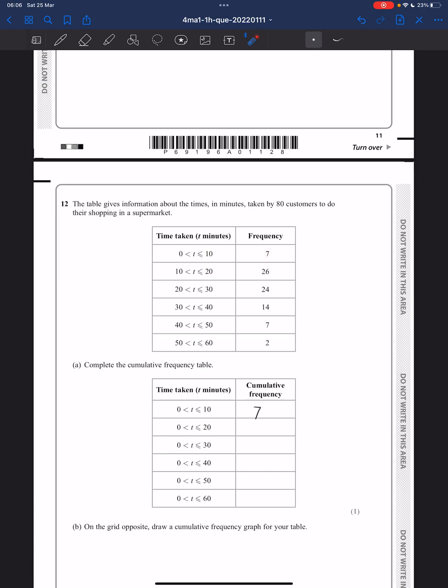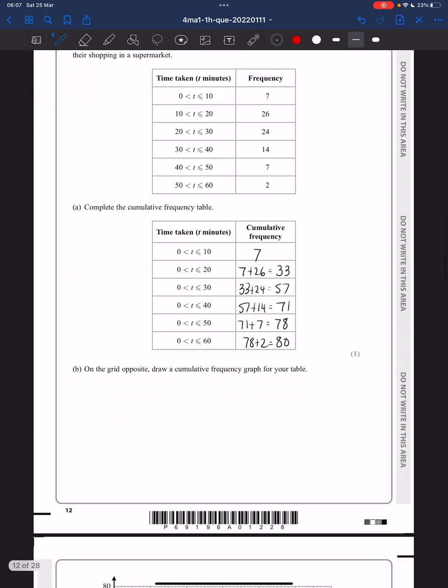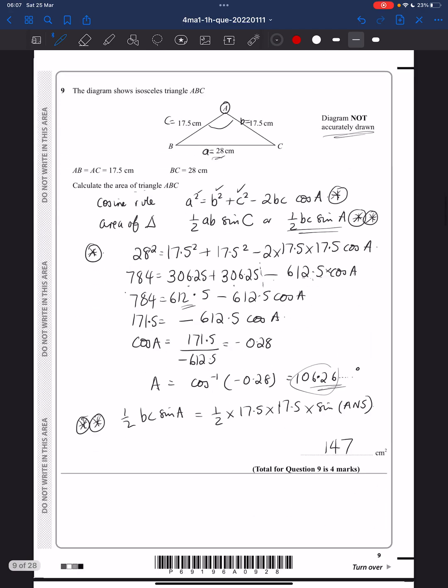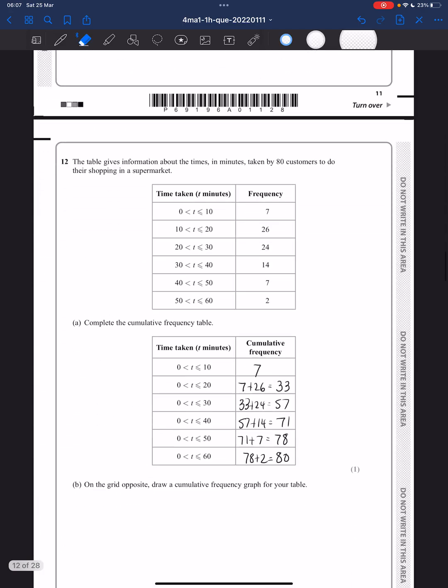So we add 26. And then we add on the next one, because it's 0 to 30. So 33 plus 24, 57. 57 plus 14, 71. 71 plus 7, 78. And 78 plus 2 is 80. Draw cumulative frequency. Come back. Draw cumulative frequency.